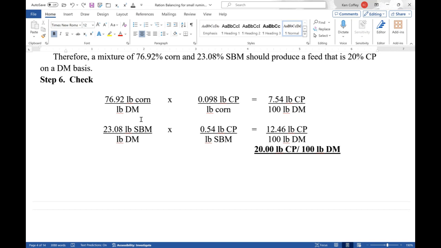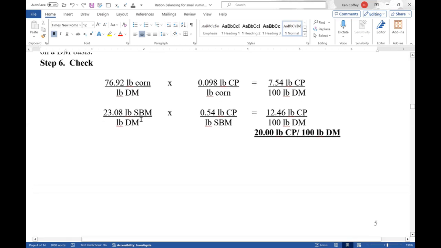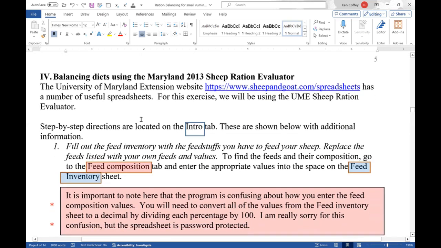Okay, so this is good for understanding how the spreadsheet will be working, like at the basis. Yeah, somewhat. Okay, thank you. All right.